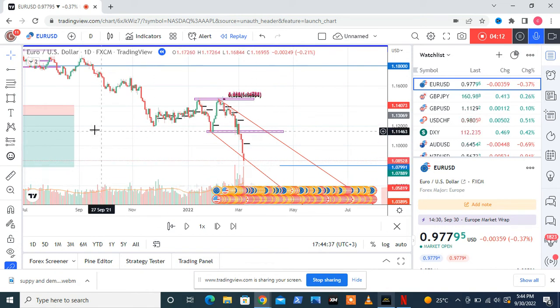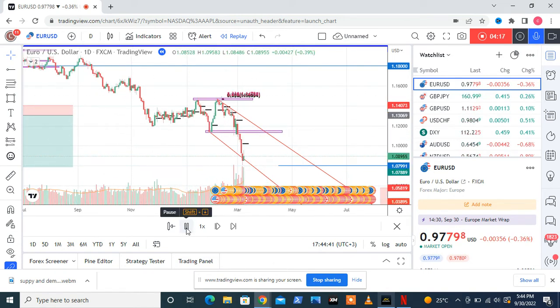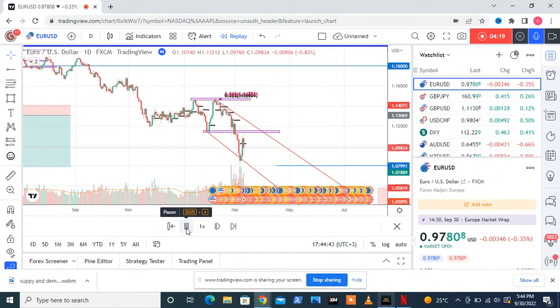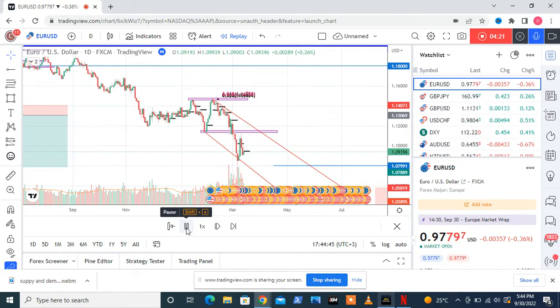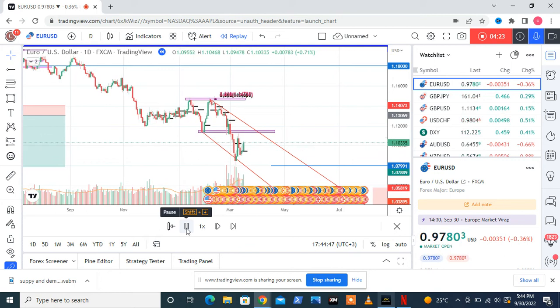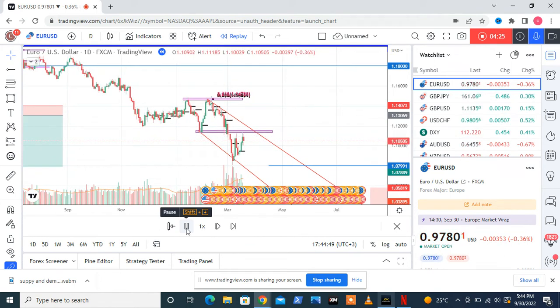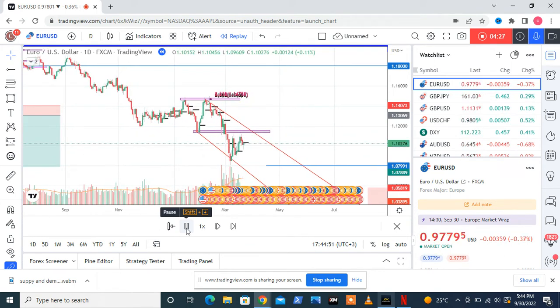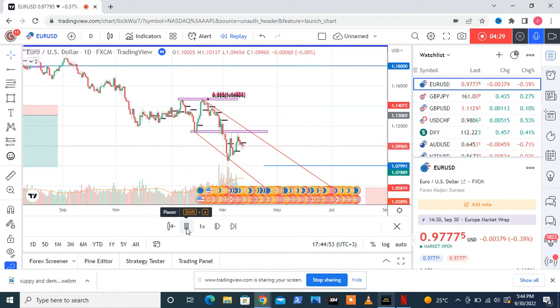So the market is supposed to go down. Now let's see what will happen. At this point, you're just patient, you're waiting. You're just waiting because here it has gone up. So you just wait, you just be patient. And at that point, now you see the market has touched that zone.